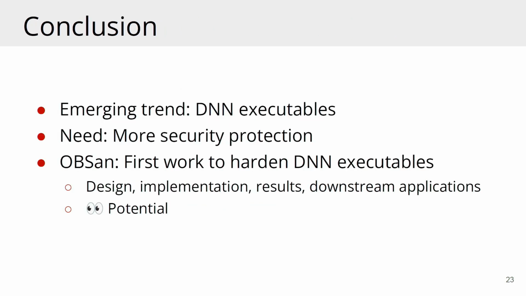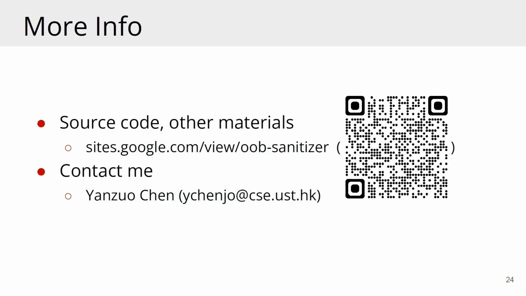So in this paper, we talked about the emerging trend of DNN executables and their need for more security protection, and we proposed OBSan, the first work here, to harden DNN executables. We shared many details on the project, but we also believe that it has much more potential to be discovered. So if you are interested, you can check out the source code and other materials here.